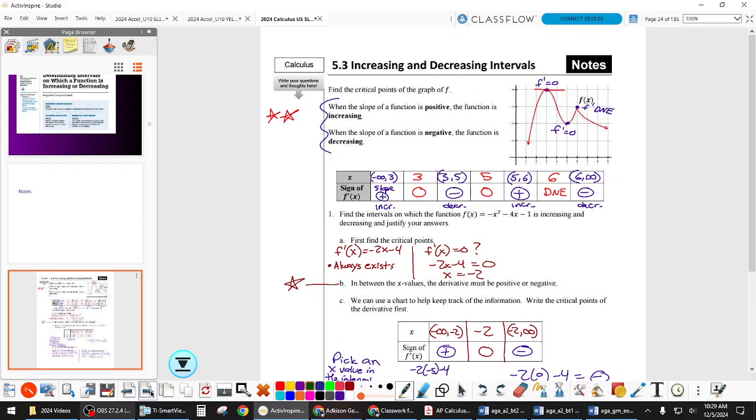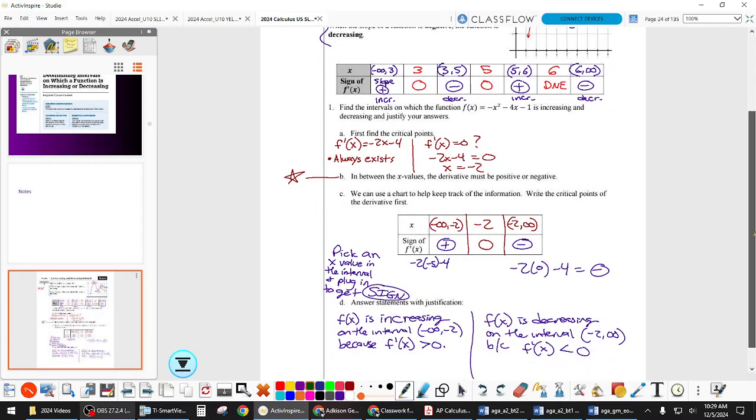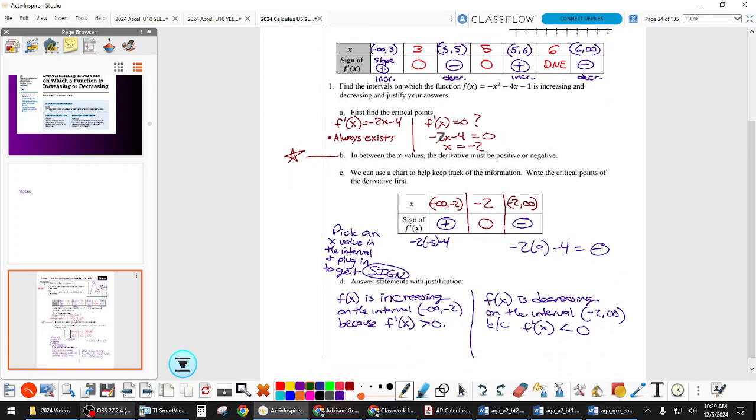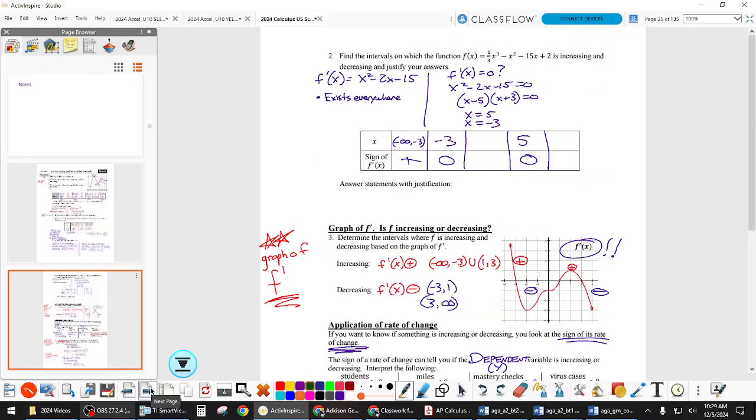Okay. And in terms of evaluation, you don't have to worry about the value, just if it's positive or negative. So like this one, our derivative was negative 2x minus 4. So anything up to negative 2 would make that positive, and then after negative 2 is negative. And again, we didn't have to worry about the value. That one wasn't too bad. The one back here was a little bit more work with the squared derivative. So just to save time, look at the sign.